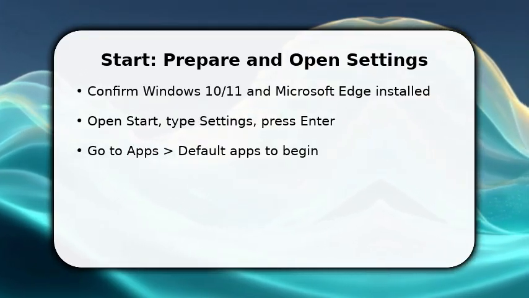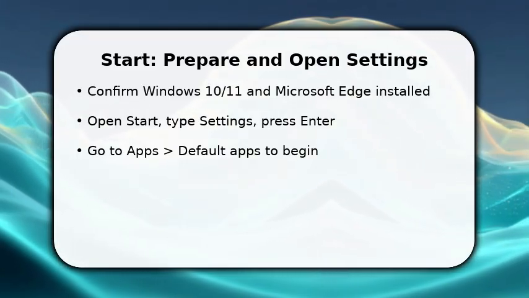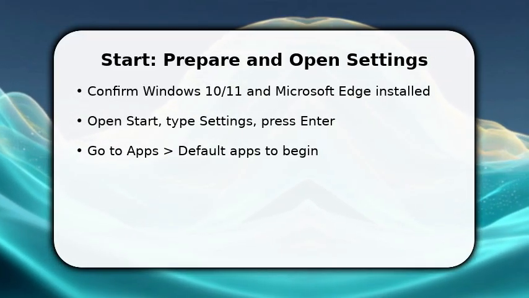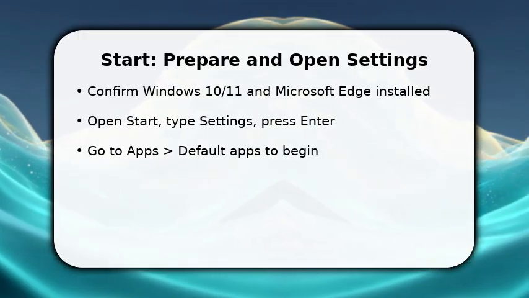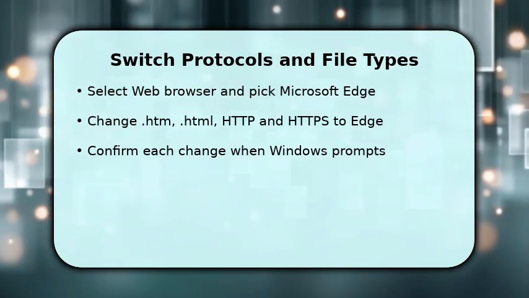Make sure you keep Settings open. Soon you'll change multiple file and protocol defaults. This first step funnels you directly to the controls you need without detours. So proceed now. Now you change the actual associations that make Edge the default.